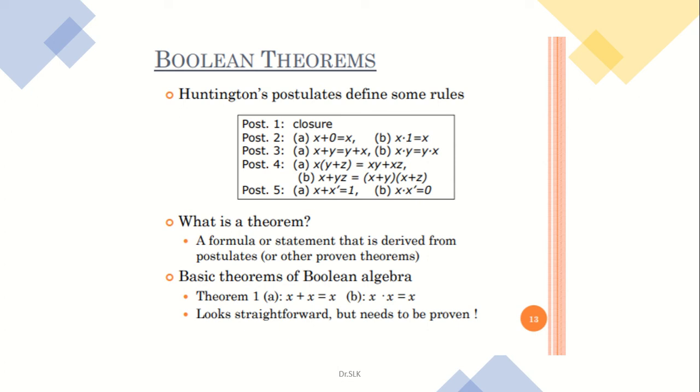Postulate number 4 is the distributive axiom, which is x into (y plus z) equal to xy plus xz, or x plus yz is equal to (x plus y) into (x plus z). Postulate number 5 is the inverse axiom, which is x plus x dash equal to 1, and for multiplication, x into x bar is equal to 0, where 1 and 0 are the identity elements for addition and multiplication respectively.